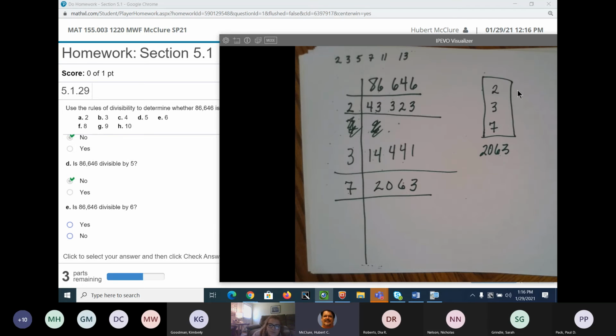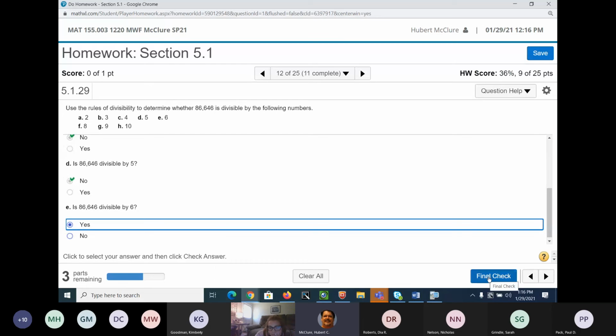6. 6, Hubert. Now, a while ago, somebody said 6 while I was doing prime factorization. I don't know if you were trying to answer this question, but 6 does not belong in when I was doing prime factorization. 6 doesn't work. Okay, 6 does go into it because 2 times 3 is 6.